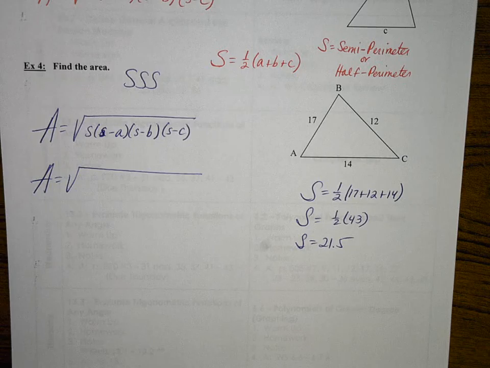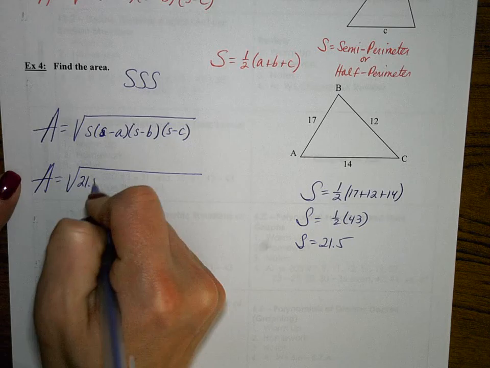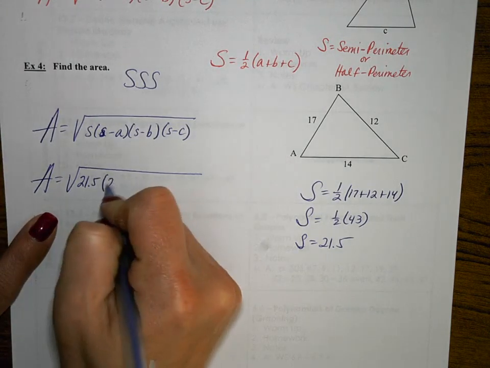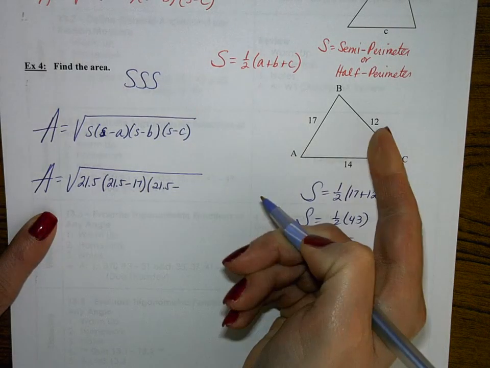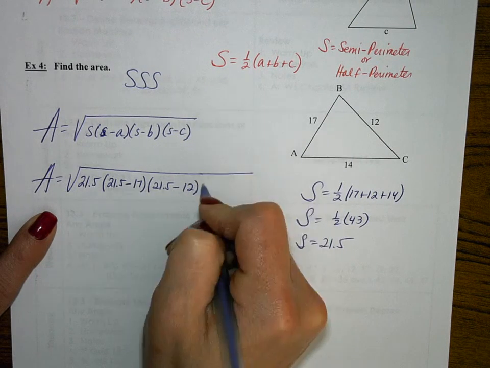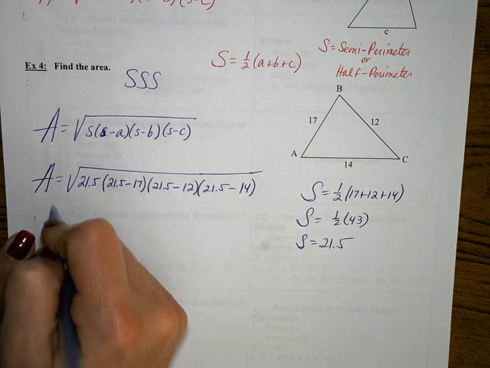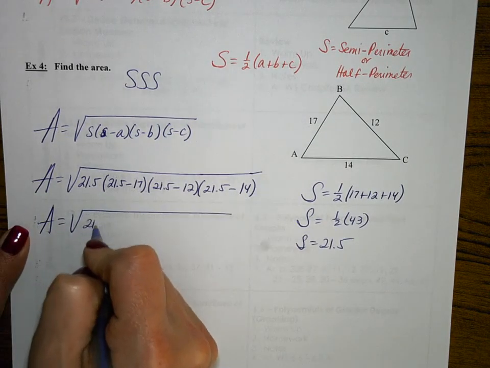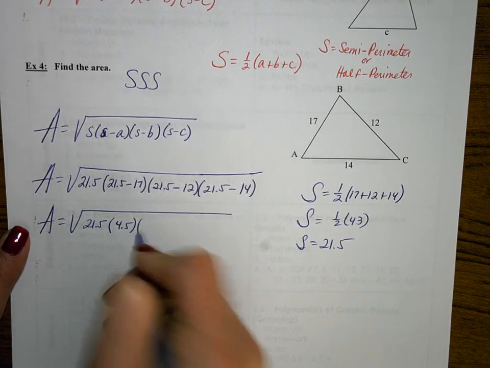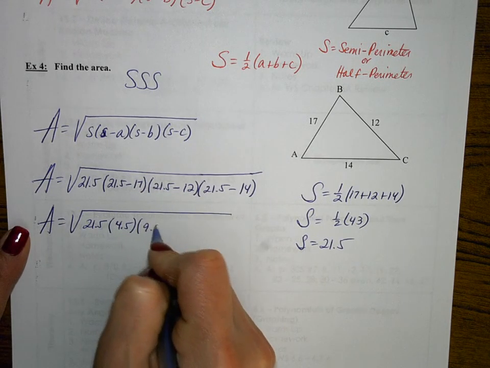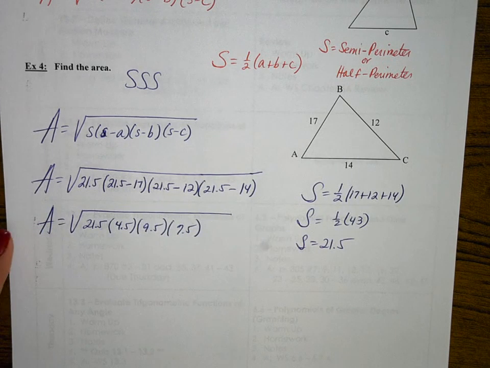My process is the same every time. It's the big old square root of that semi-perimeter, 21.5, multiplied by 21.5 subtract my first side of 17, times 21.5 subtract my second side of 12, multiplied by 21.5 subtract my last side of 14. So the area is equal to the big old square root of 21.5 times, well, 21.5 take away 17 is going to be 4.5. 21.5 take away 12 is going to be 9.5. And then 21.5 take away 14 is going to be 7.5.